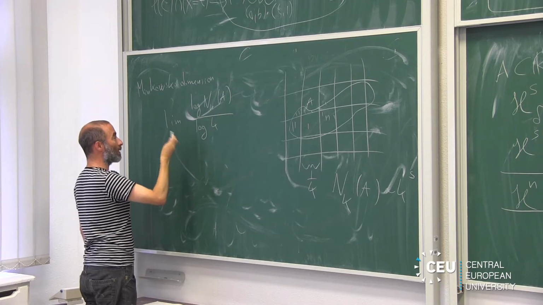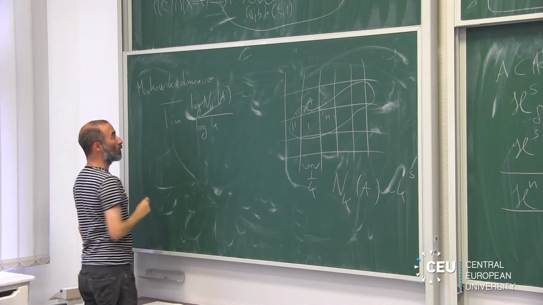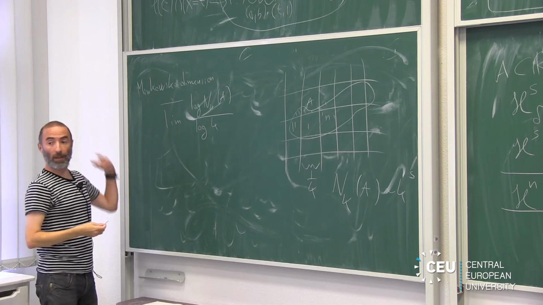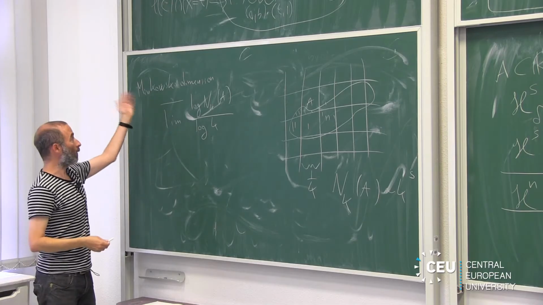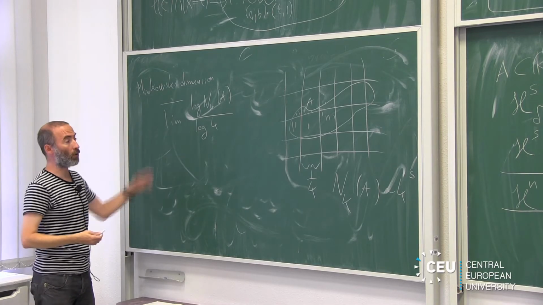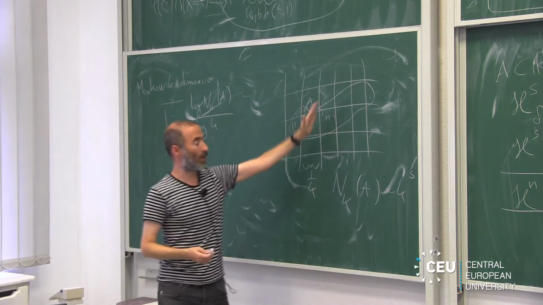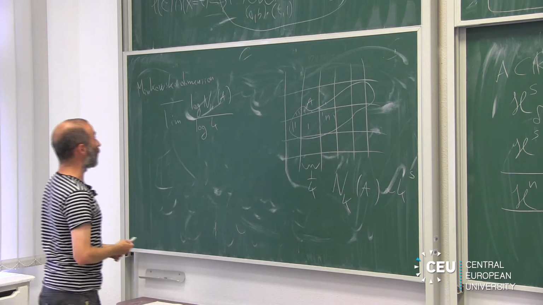This limit either exists or not. If we take the lim sup, then we get the upper Minkowski dimension. If we take the lim inf, then the lower Minkowski dimension, and if they agree, then we get the Minkowski dimension. It's also called box dimension because this corresponds to this box picture.